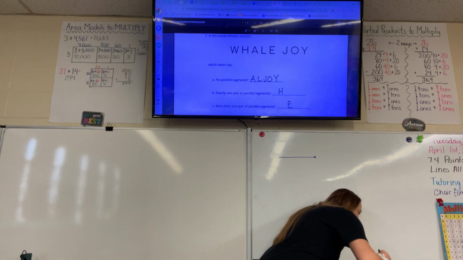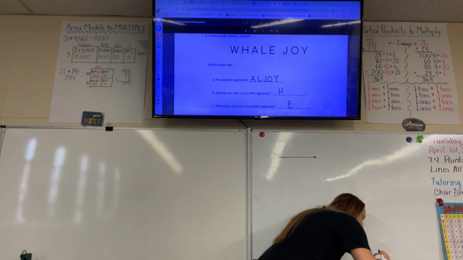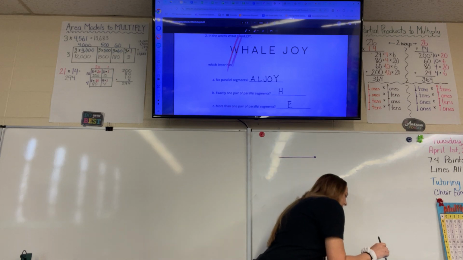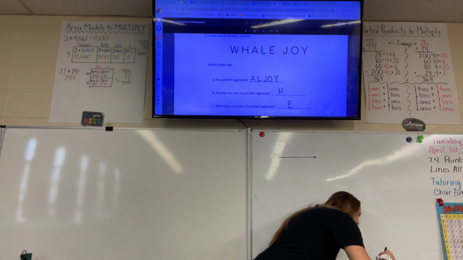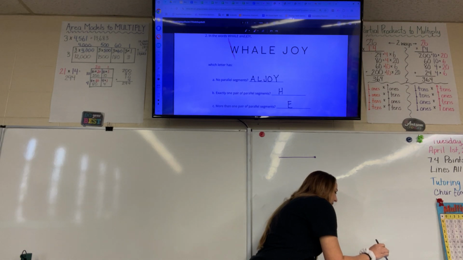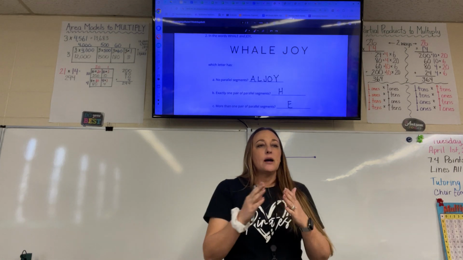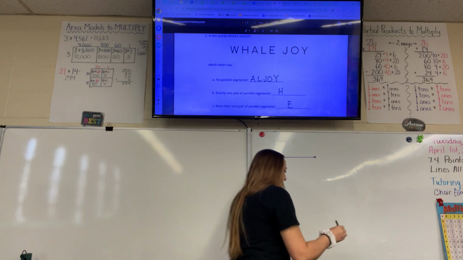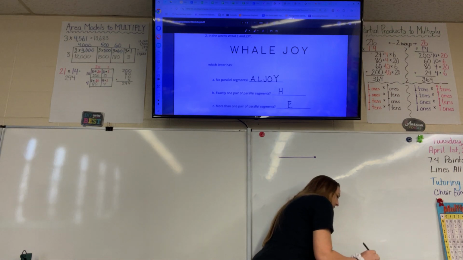So Zerelda, the way parallel works is if I kept going on forever and ever with these two lines, they would never cross. That means they're parallel. And if I kept going on forever and ever with this line and this line, they would never cross. But they do intersect. They do cross with other lines, but there's two pairs of parallel lines on W. Okay.